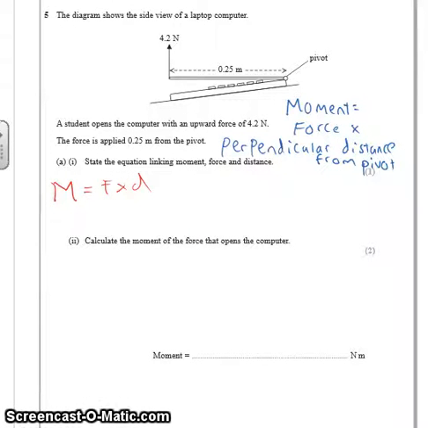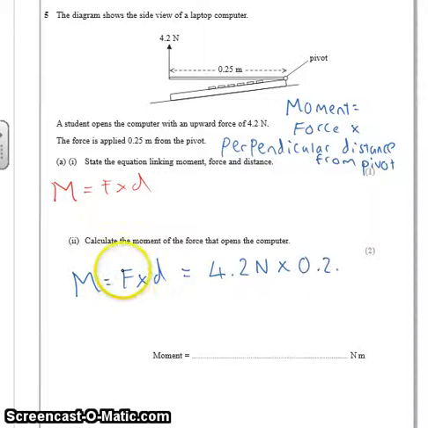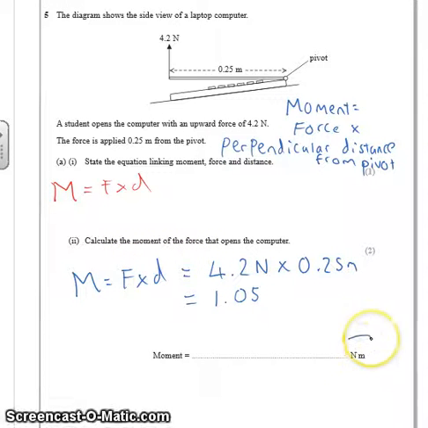Now we're going to use this equation to calculate the moment of the force that opens the computer. So moment is force times distance. We're using 4.2 newtons of force at a distance of 0.25 meters from the pivot point, and that gives an answer of 1.05, and they've already given you the units for that, which is newton meters.